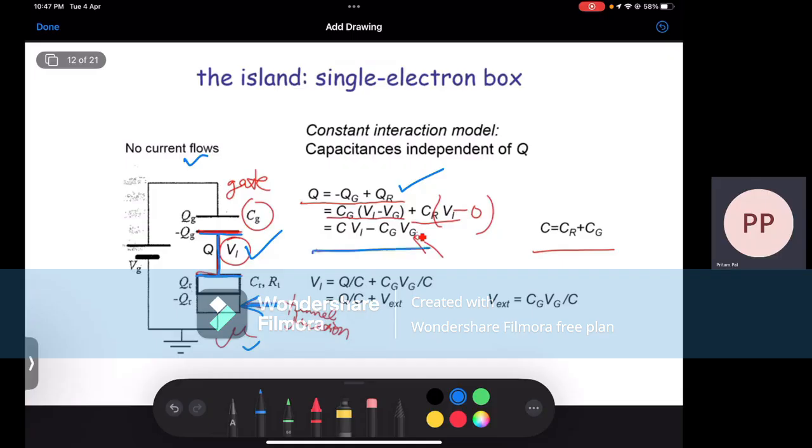Okay, it just gives us c times Vi, which is the charge on the island, but then minus this cg times Vg term, which can be thought of as an induced charge from the gate. And in principle, c times Vi, this charge has to be quantized. It has to be equal to the number n, but this cg times Vg can be anything because we can vary Vg continuously. So this is the concept of induced charge from the external potential, right?